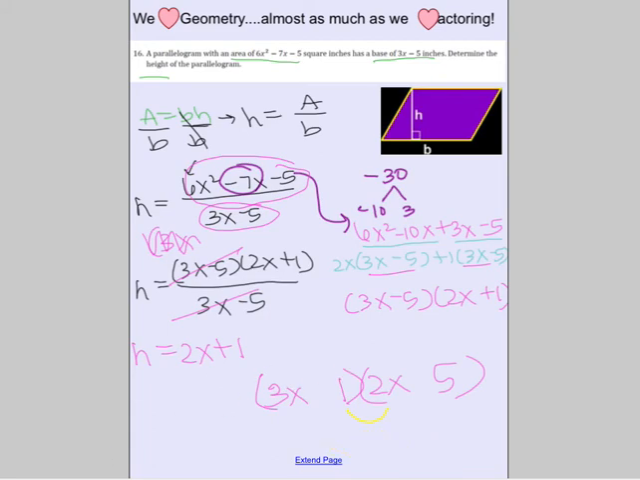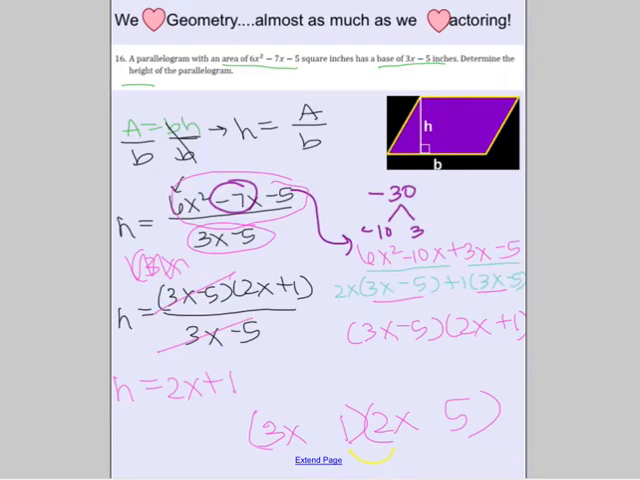I have 1 and 5, so maybe I need to do 5 and 1. So now I would flip around and try 5 and 1. Try the same thing. This would give me 10x. This would give me 3x. Is there any way with those two numbers that I could get to negative 7? Yes, negative 10. So that would mean this is negative and this is positive. That's another way that you could factor it. Okay. So our final answer is that our height is 2x plus 1 inches.